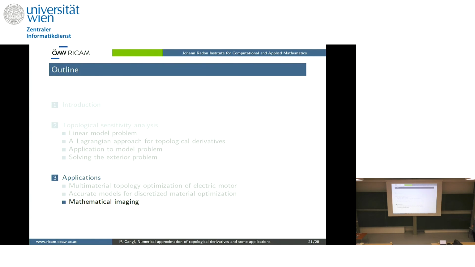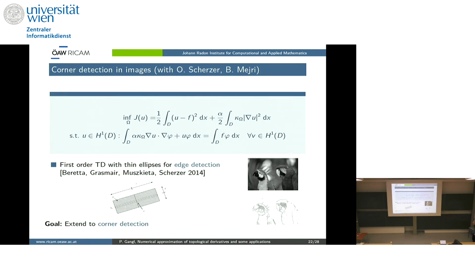And finally, one last application from mathematical imaging. This is ongoing work with Boshra Miri from RIKEM and Ottmar Scherzer from both RIKEM and University of Vienna. We're looking at a Mumford-Shah type functional. I think it is the Mumford-Shah functional. Ottmar Scherzer and co-workers worked on this problem a few years ago.